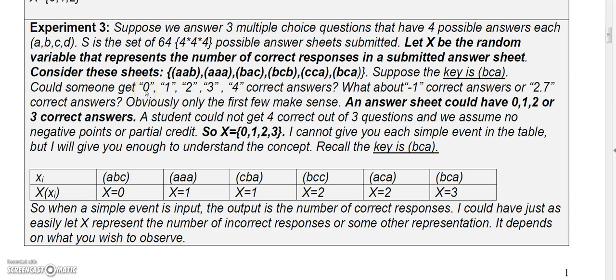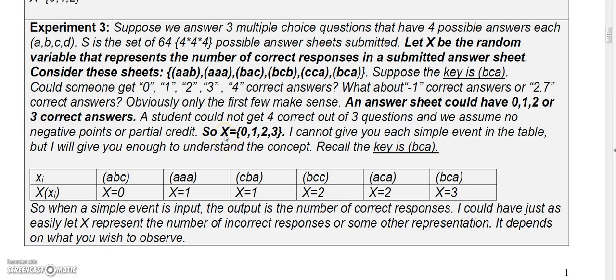Could someone get 0 correct if they submitted the 3 answers? Yeah, they could miss all 3. They could also get 1 correct, so they could miss 2 problems, or they could get 2 correct and only miss 1 answer. They could actually get all 3 correct, but there's no way that they could get 4 correct answers. Anything greater than 3 wouldn't make any sense since there's only 3 questions. And also think about other numbers like -1 or 2.7. Obviously those wouldn't make sense either. So the answer sheet could have 0, 1, 2, or 3 correct answers.